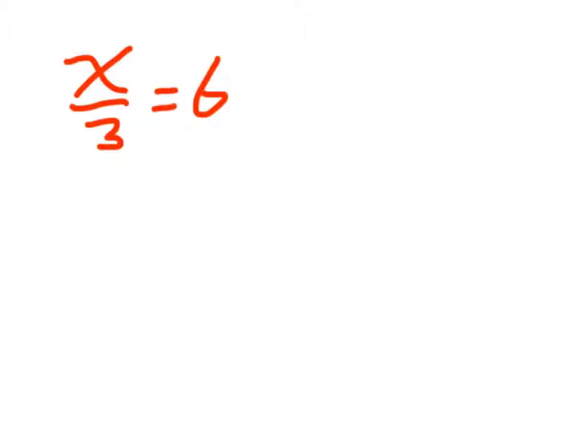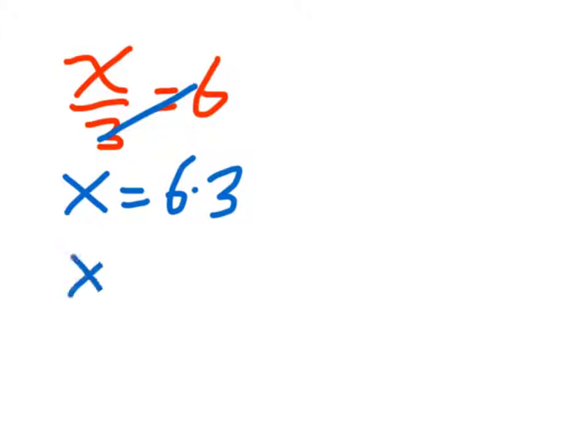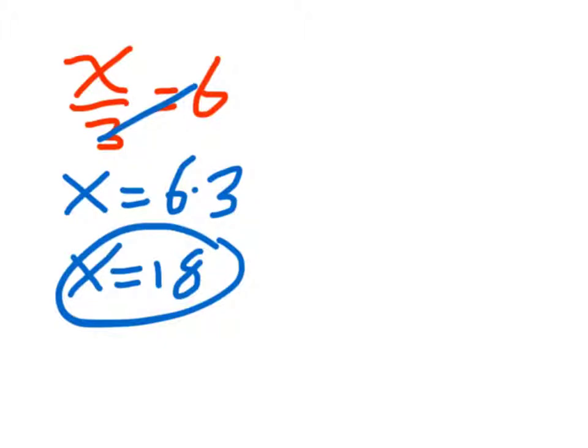Okay, the original idea on cross multiplication was if we take the things that we are looking at and we cross multiply those across the equal sign, we would get, okay, therefore x is equal to 6 times 3. That means that x is equal to 18, 18 being the final answer.